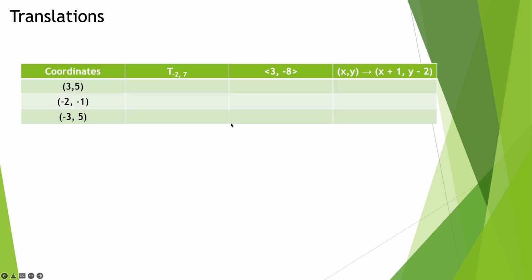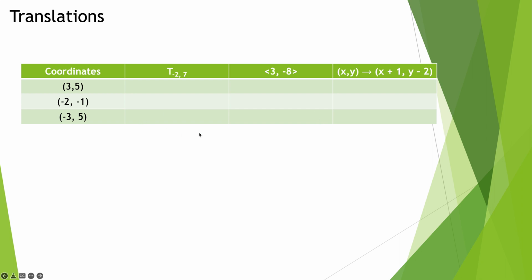okay? So let's do some calculations here. The coordinates are on the left, and then the 3 different notations are across the top, 3 different translations. The first one, T(-2, 7), means subtract 2 from the x, add 7 to the y, or if you were doing this, you'd go 2 left, because you're going negative, 2 left, up 7. The next one says you're going to add 3 to the x, subtract 8 from the y, or go 3 to the right and down 8. And the last one says (x, y) becomes (x + 1, y - 2). That means add 1 to the x, or go 1 to the right and then down 2.